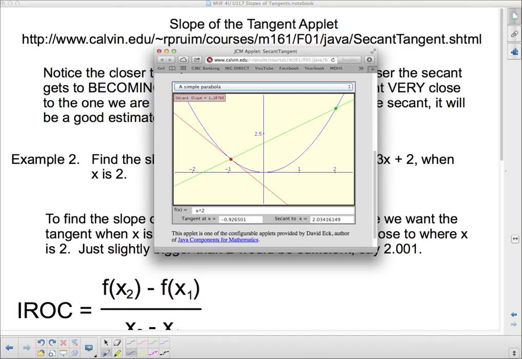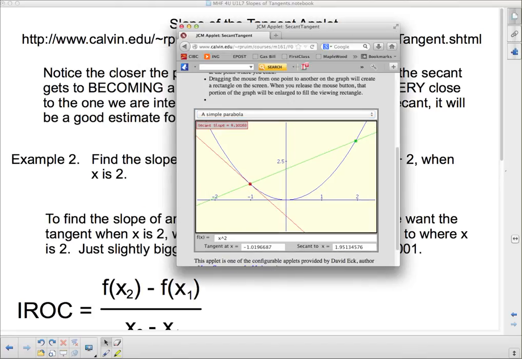Okay, something's wrong here. Hold on. Okay, I'm back. I had to switch web browsers, so you may notice a slight difference where the points are.